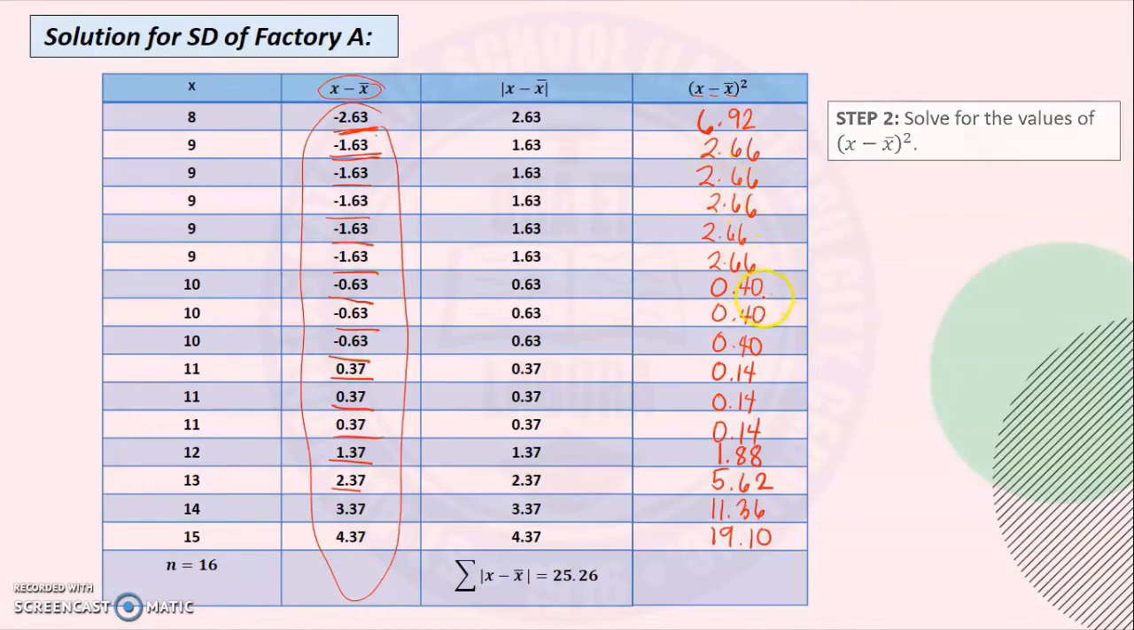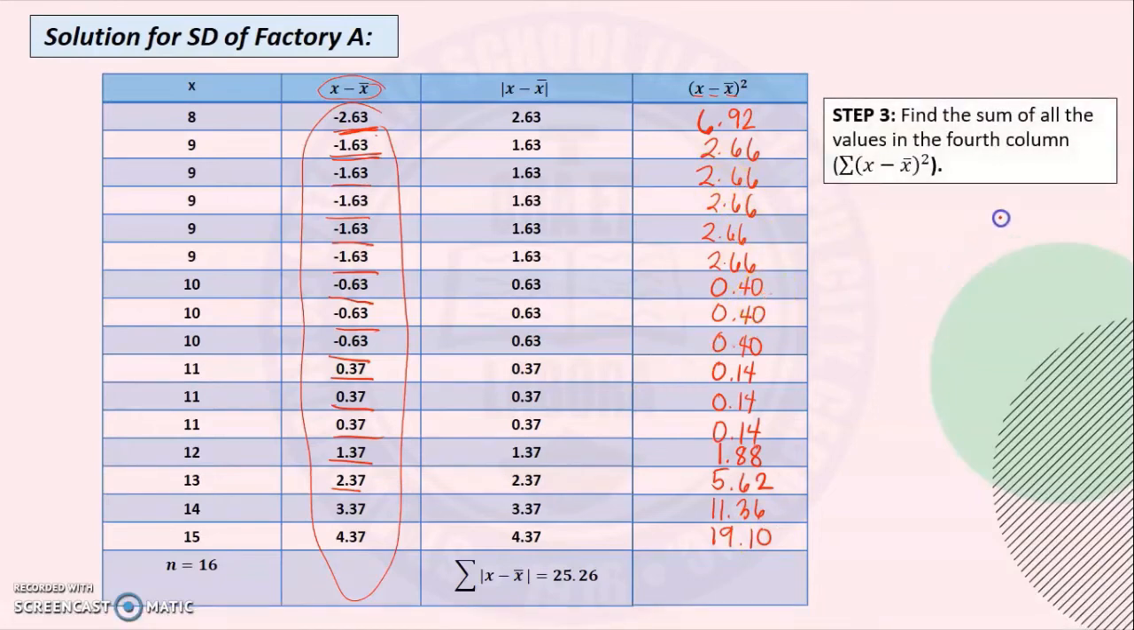Now, step 3. Find the sum of all the values in the fourth column. So we are going to add all these values right here and write the sum at the lowest row. So we can write here the sum of the quantity of x minus mean squared. If we are going to add all these values, the answer is 59.8. So we are done with step 3.